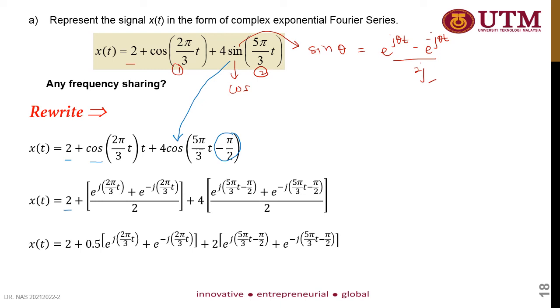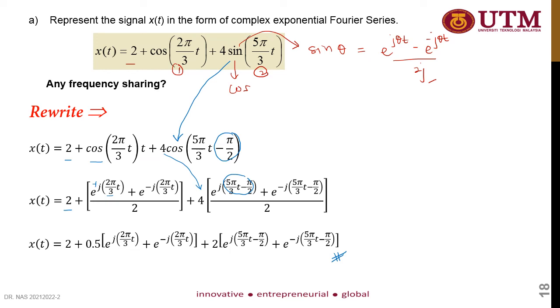Okay, so this is the constant. For cosine function, it is e^(j whatever inside the bracket) plus e^(minus j whatever inside the bracket), divided by 2. Plus 4 times e^(j whatever inside the bracket), just copy whatever is inside the bracket, plus e^(minus j whatever inside the bracket), divided by 2. Now simplify the equation, so you get x(t) equal to the following equation.